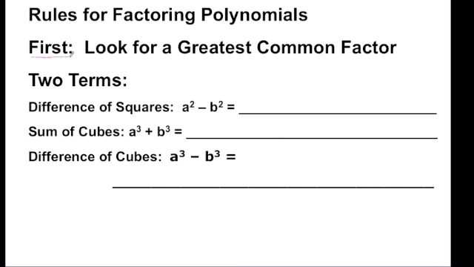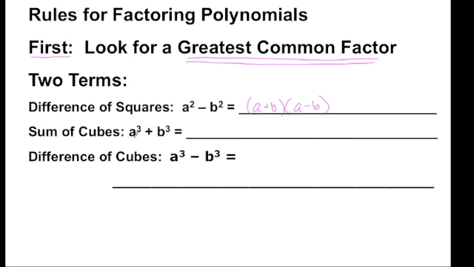First thing you always look for in factoring is looking for a greatest common factor. Always do that first. If your polynomial has two terms, look, is it a difference of squares? A squared minus b squared factors into a plus b times a minus b.